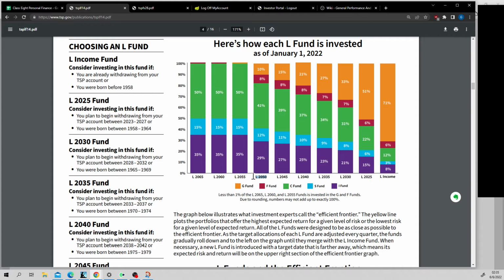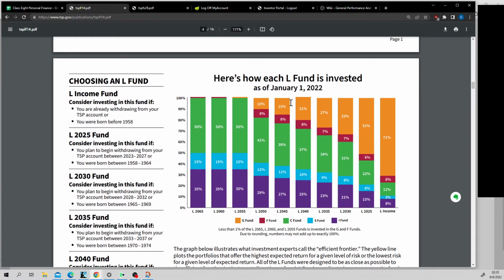If this were me, I would be going with the L2050 fund, and it would put me in these allocations. Looks here, 10% G fund, 8% F fund, 41% C fund, 12% S fund, and 29% I fund. I think that's a great portfolio. If you live in the TSP and don't have other accounts involved with potentially different allocations, and you have to use a spreadsheet to kind of mix things up to understand what's going on overall, you could just live in the L fund, and that's going to be a perfectly good portfolio for you. And then it increases your bond allocation over time by the time you retire.